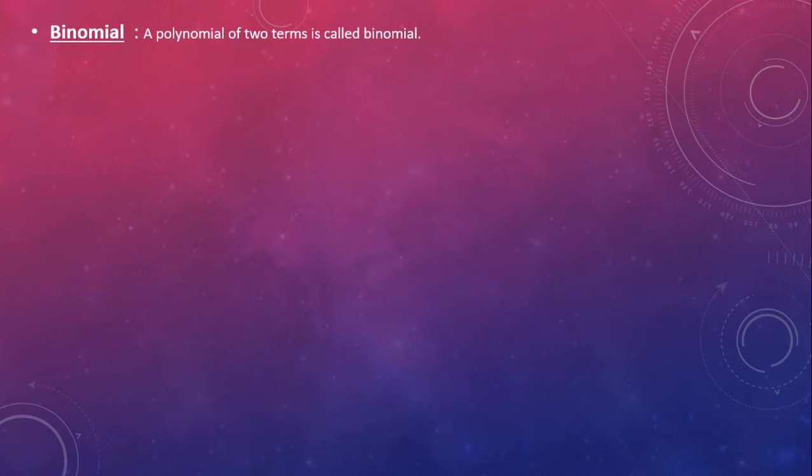The next type is binomial. A polynomial of two terms is called binomial. Let's see some examples of binomial. x plus 10. In this example of polynomial, we can see two terms exist, x and 10. Therefore, yes, it is an example of binomial. The next, a plus b. a and b, these two are variables. In this polynomial, two terms are there, a and b. Therefore, it is also an example of binomial.